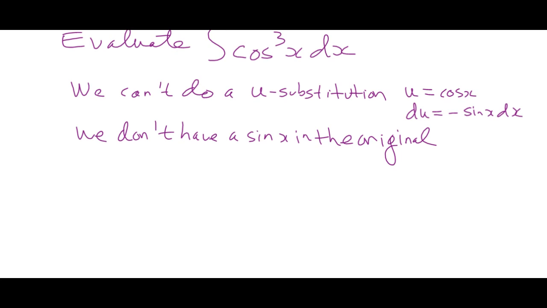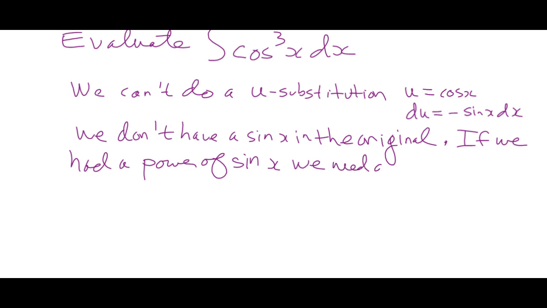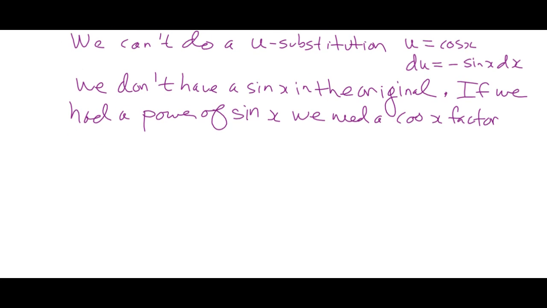If we had a power of sine, so this is a power of cos. If we had a power of sine, we would need a cos in there, right? Because the derivative of sine is cos. So if we had sine cubed, we'd need a cos. So this is really dealing with trig powers, right? If we had a power of sine, we would need a cos x factor.